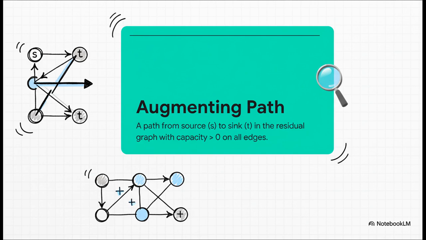So, with this superpowered residual graph, what are we actually looking for? We're on the hunt for something called an augmenting path. And that's just a fancy way of saying we're looking for any path from the source to the sink that can still carry some flow. If we can find one, it means we haven't maxed out the network yet. We can still push more.